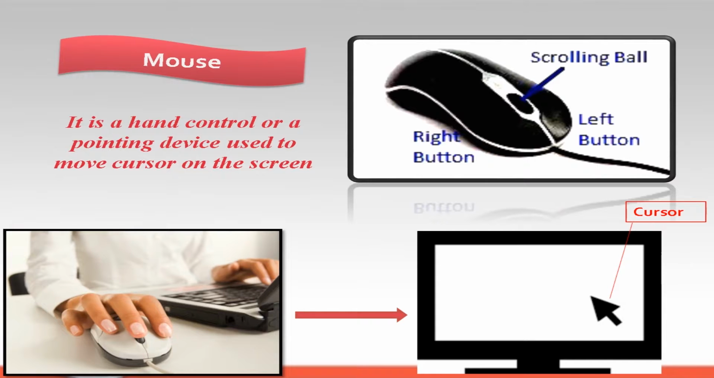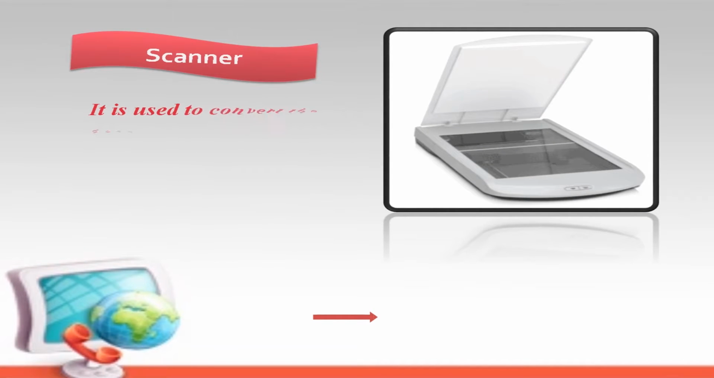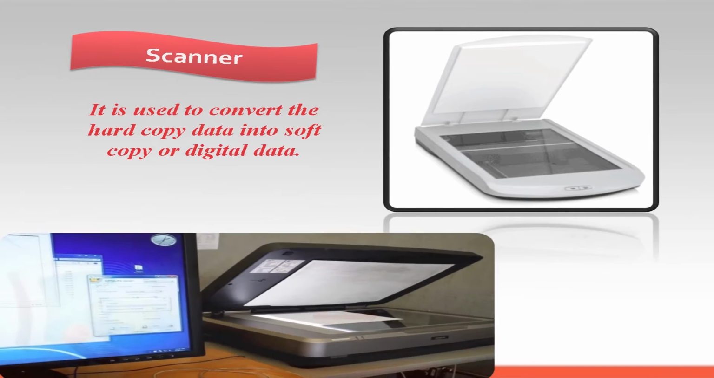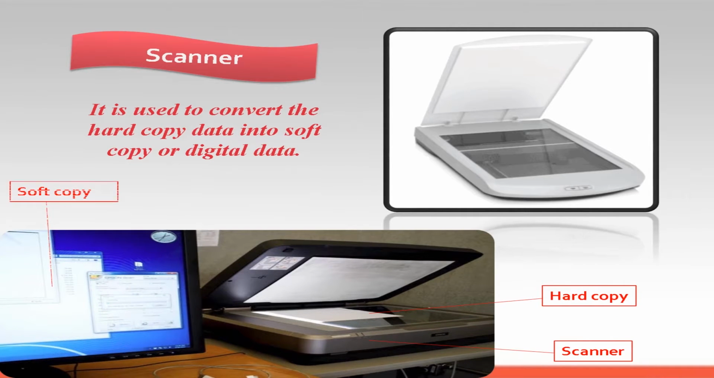Moving towards the next input device, that is the scanner. The scanner is used to convert the hard copy data to digital data or a soft copy. The data can be any document, photographs, graphs, etc. These scanned documents or images can be edited again before they are printed. The information available on paper can be transferred to the hard disk of the computer for further operations.